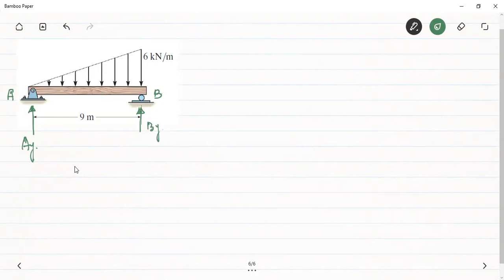So this AY plus BY, as per the equilibrium of the beam, should be equal to the net load, that is equal to the area under the loading diagram. Since this is a distributed load, therefore half of base into height.